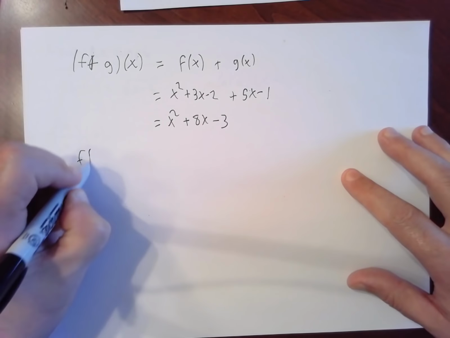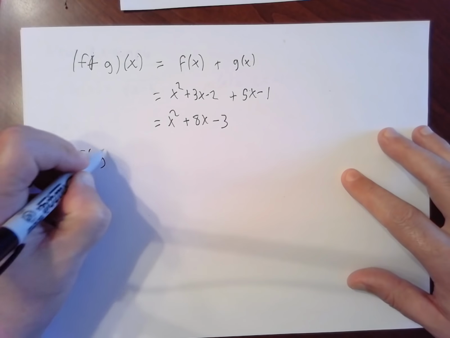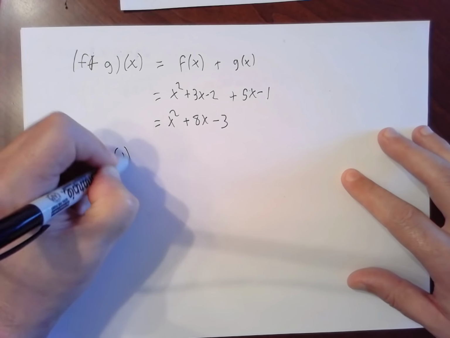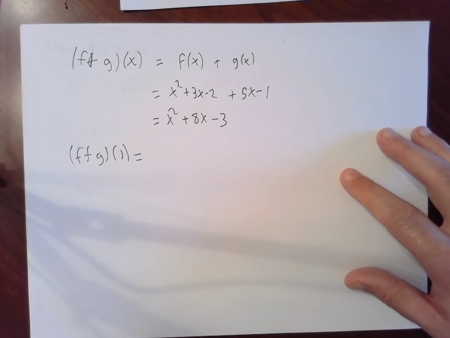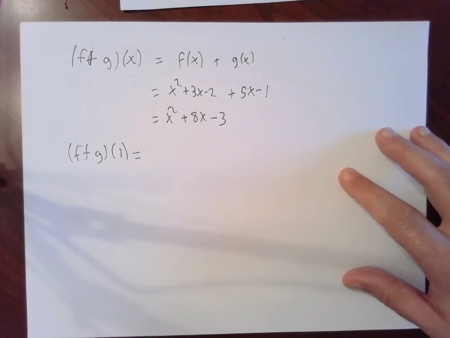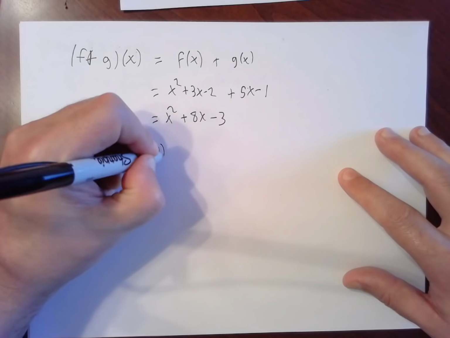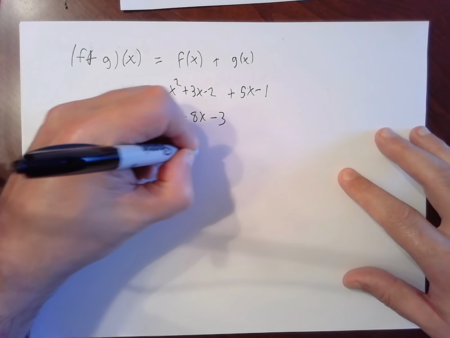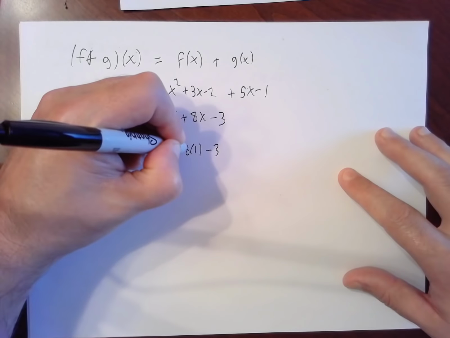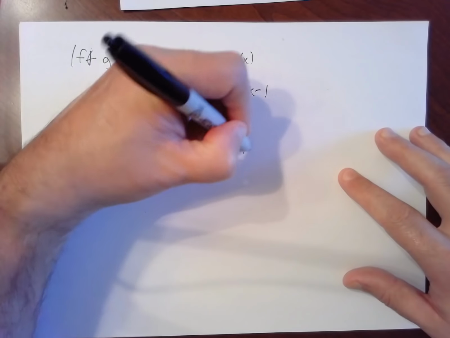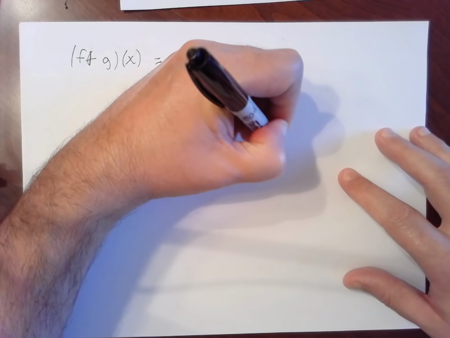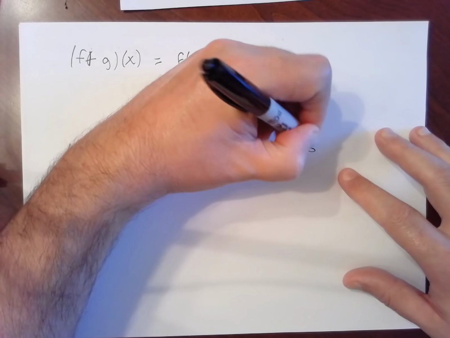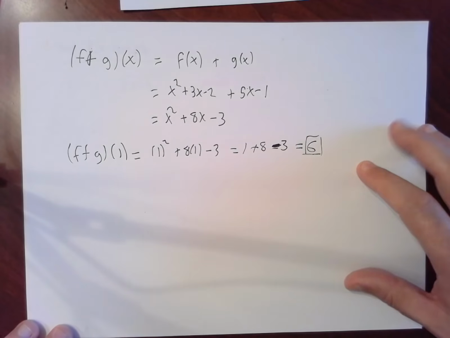And I could use this to find those things I already found before. I could use this to say, find f plus g of 1. Instead of finding f of 1 and g of 1 independently and adding them together, I can just plug into this new formula and get 1 squared plus 8 times 1 minus 3, which would be 1 plus 8, which is 9, minus 3, 6. The same answer we got doing it the long way.